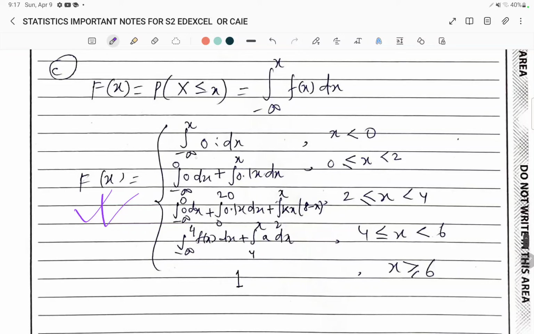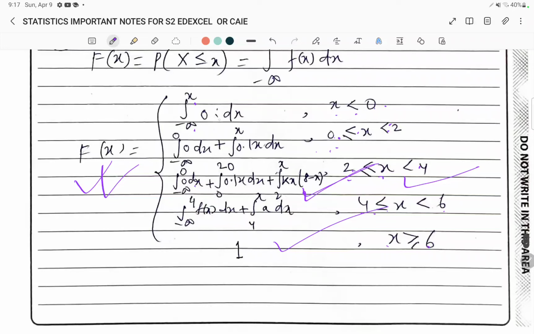So I don't think it's a big task. Yeah, this one, the cumulative distribution function. When x is less than 0, then minus infinity to x. Then 0 to 2: minus infinity to 0, 0 to x. 2 to 4: minus infinity to 0, 0 to 2, and then 2 to x. 4 to 6 means minus infinity to 0, 0 to 2, 2 to 4, and 4 to x. And for x greater than 6, the last one is always 1, so no need to write; indirectly you can write 1.